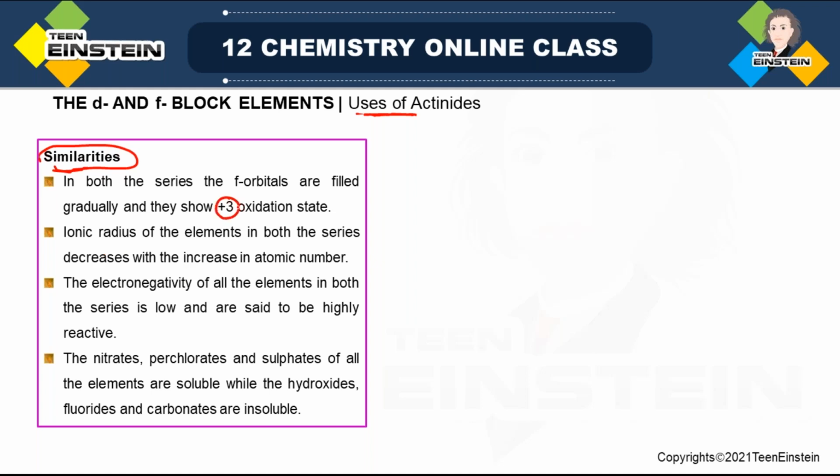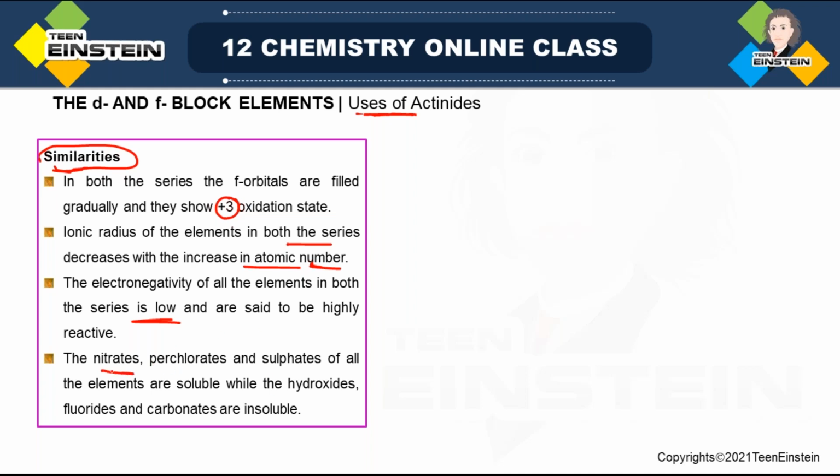The +3 oxidation state is common for both. Ionic radius of the elements in both the series decreases with increase in atomic number. Electronegativity of all the elements in both the series is very low and they are said to be highly reactive. So electronegativity has to be low because mostly they are metals. There is metallic property, so electronegativity for metals is low. So that is why here also the same thing.